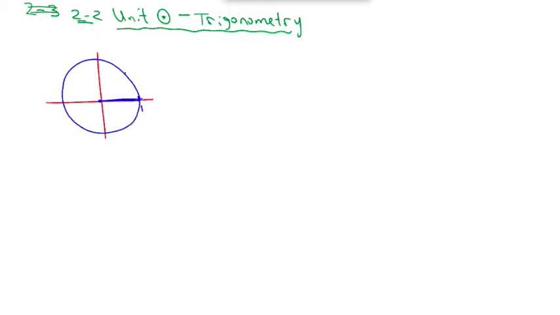So if you have a circle whose radius is 1, and you move the coordinate along the circle and open your angle up to theta.